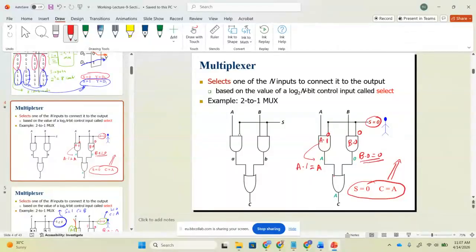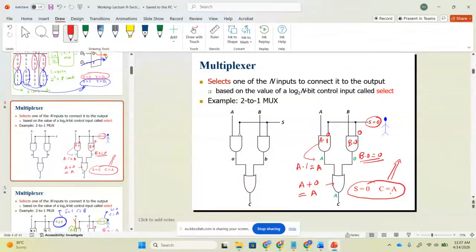So now we have 0 here. And now we look at this OR gate. So this OR gate will now compute A plus 0. And what is A plus 0? It is actually A. So when S is equal to 0, C, which is my output, is equal to A. Any question? Clear or not clear?